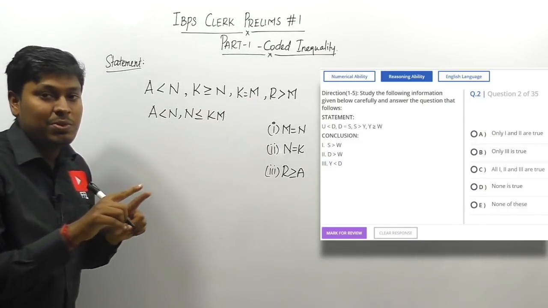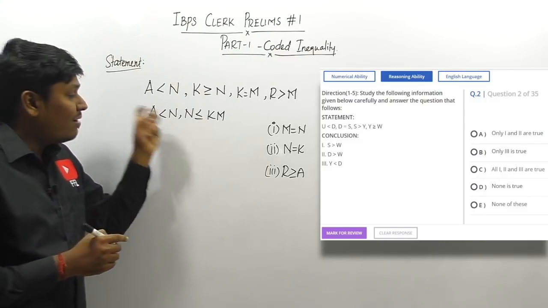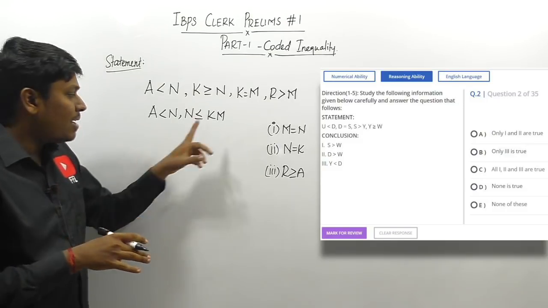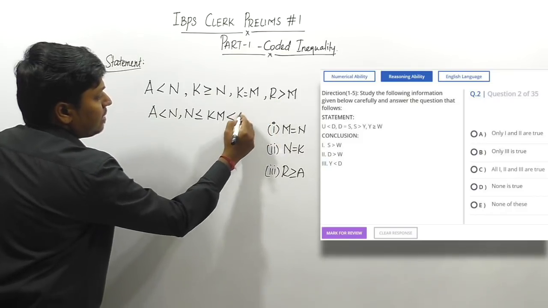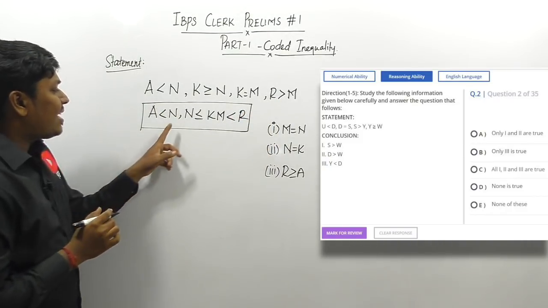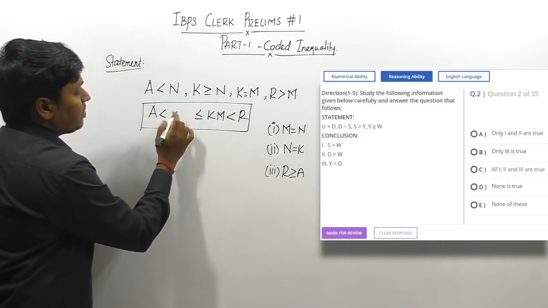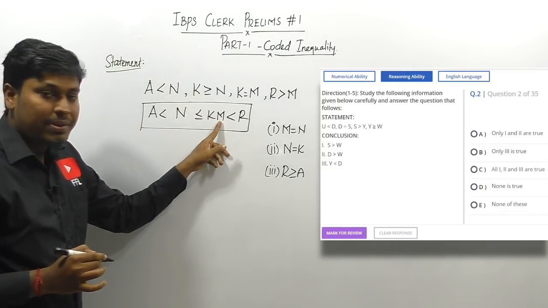Don't write that equal to symbol again and again, because of that equal to symbol, most of the students are making a mistake. So better don't write that equal to symbol, assume that K and M both are equal, right? And M less than R, so M less than R. So finally we have framed a new statement, right? Listen carefully, both the N are same, so this can be written as A less than N alone. So A less than N less than or equal to K, K and M both are equal, and M less than R.